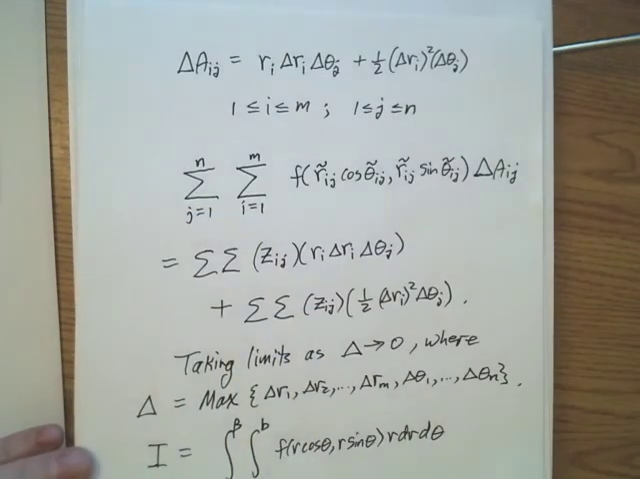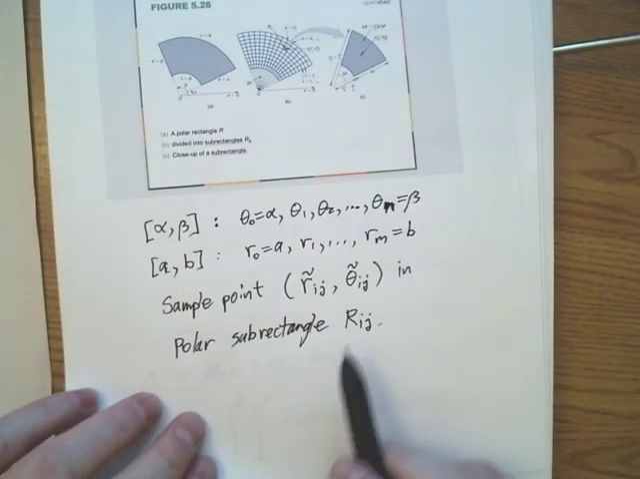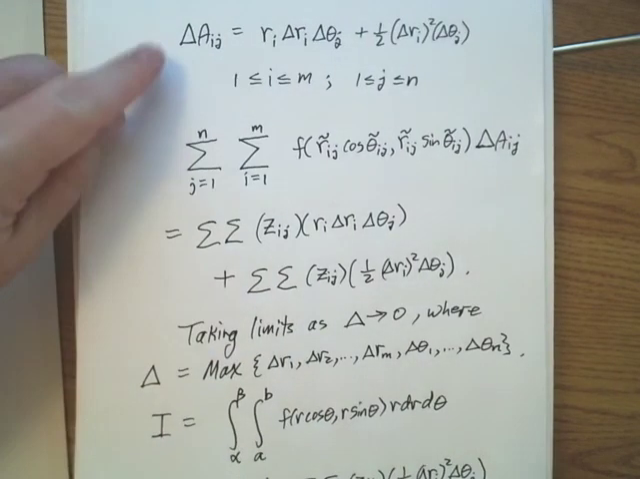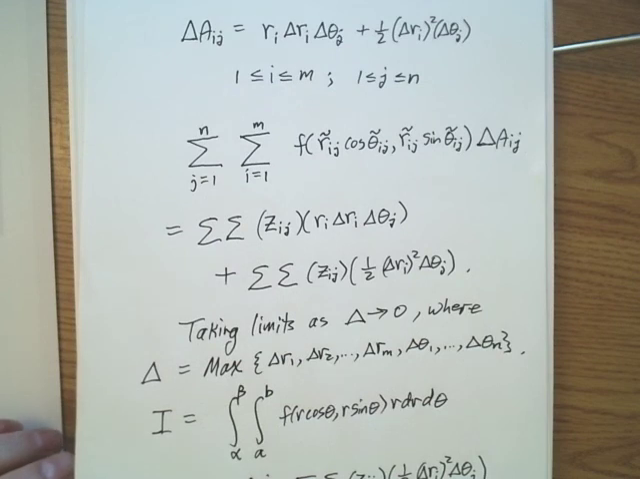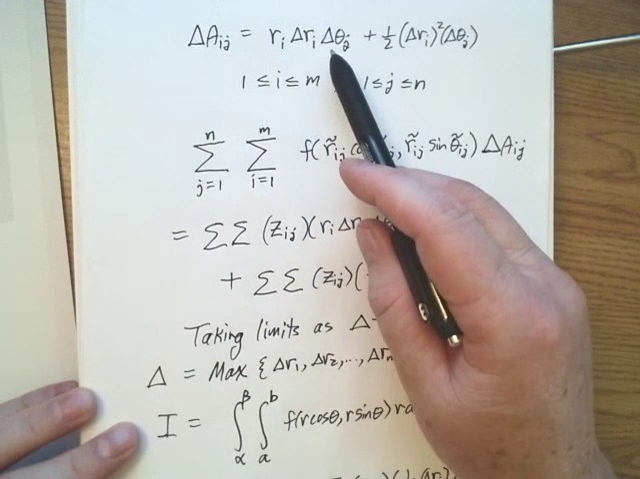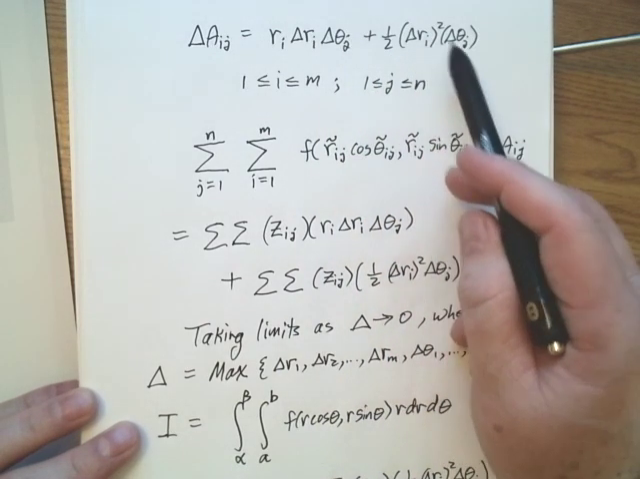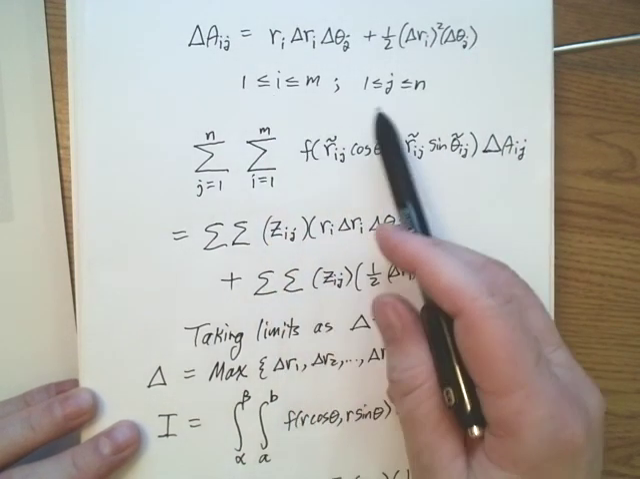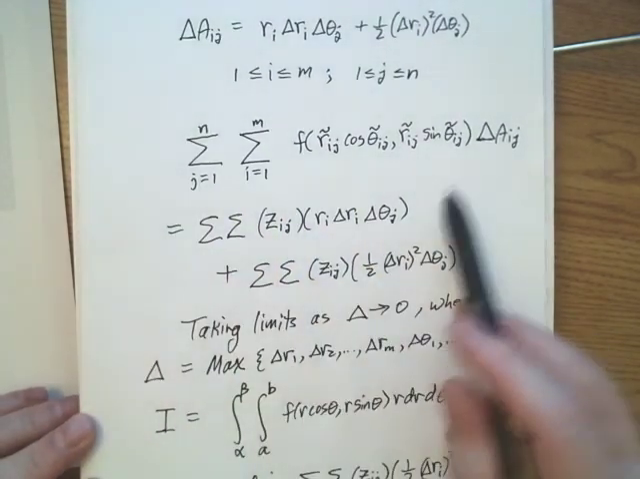Now, when I talk about the area of the ijth polar subrectangle, I'll say that's delta A sub ij. Using this formula, I have r sub i times delta r sub i, delta theta sub j, plus 1/2 delta r sub i squared, delta theta sub j, where i goes from 1 to m and j goes from 1 to n. And now what we're going to do is a Riemann sum.